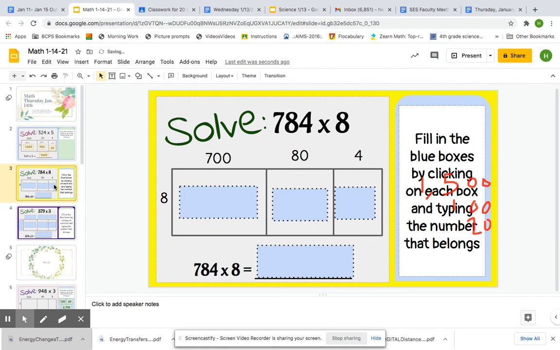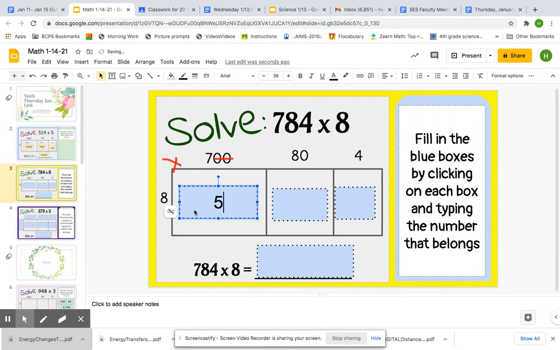Let's look at another problem together. 784 times 8. So I've already separated out 784 times 8, all of them. So in this box, 700 times 8. Whoa. So instead of doing 700 times 8, I'm going to just do 8 times 7. So 8 times 7, I know that equals 56. And then if I add back my 2 zeros, I get 5,600.